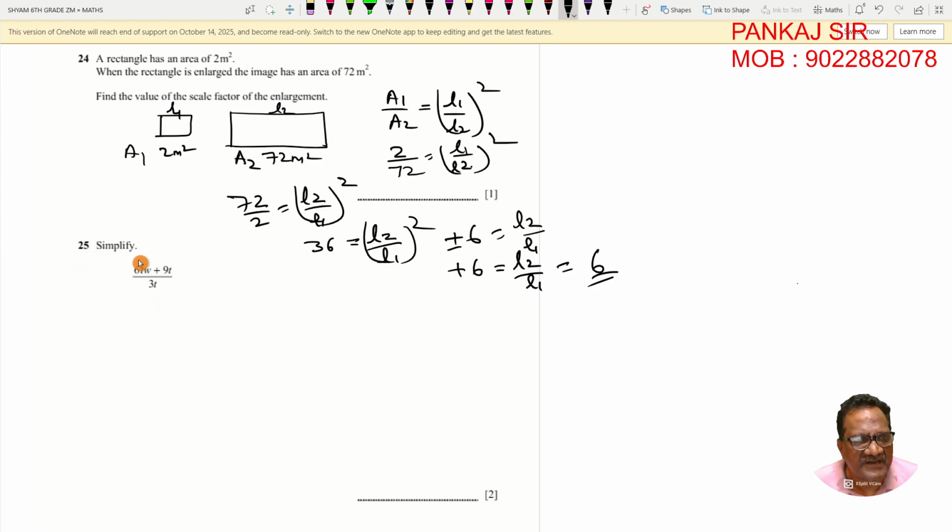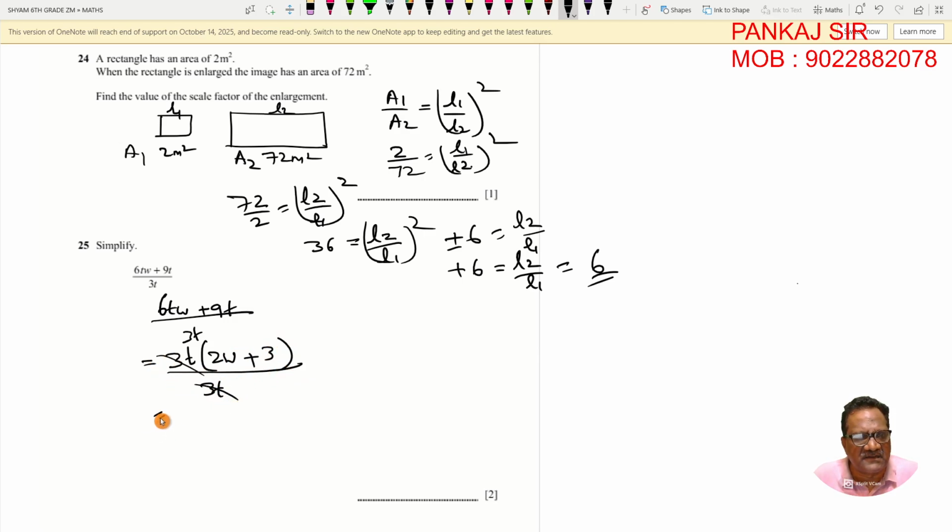The 25th one is 6tw plus 90, divided by 3t. Now let us simplify this. So I'll take 3t common. So this will give me 2w plus 3, right? Divided by 3t. 3t gets cut. I'm left with 2w plus 3. The answer will be 2w plus 3. This is simple factorization.